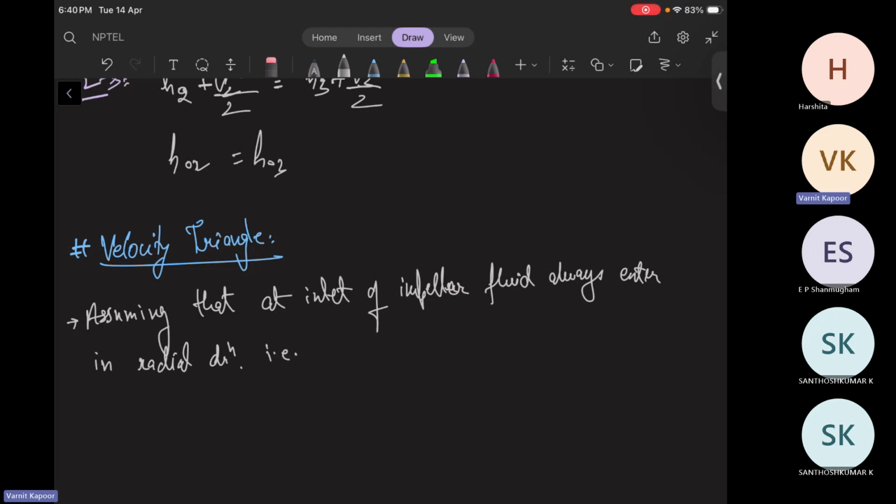That is, whirl component Vw1 is equal to 0. Okay. What is the function of a forward curved blade? There are three kinds of curves in a blade, the blades or vanes which are attached to the impeller. Either they can be radially curved, forwardly curved, or backward curved.